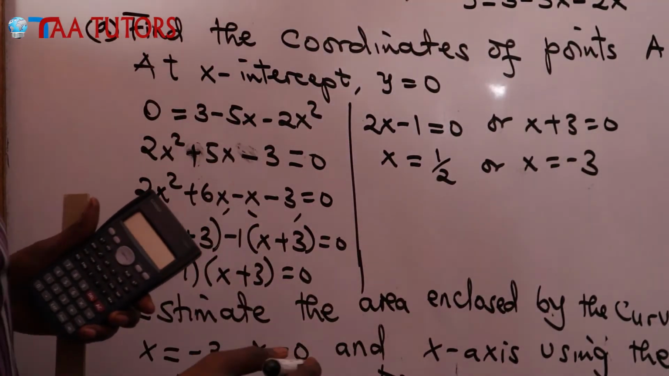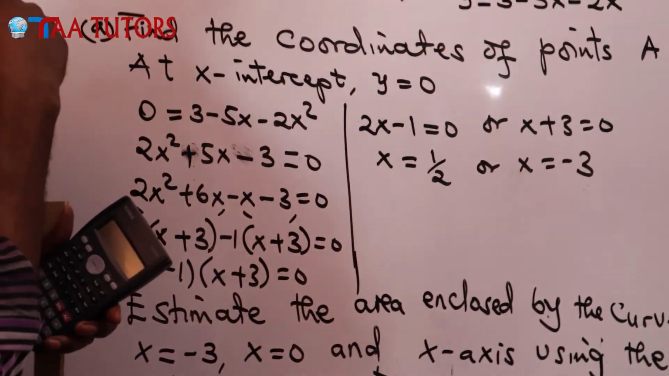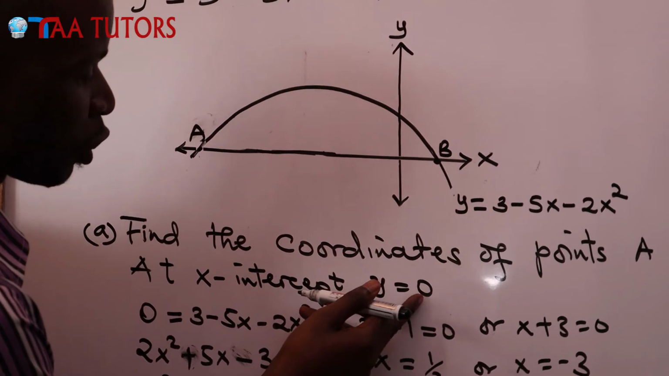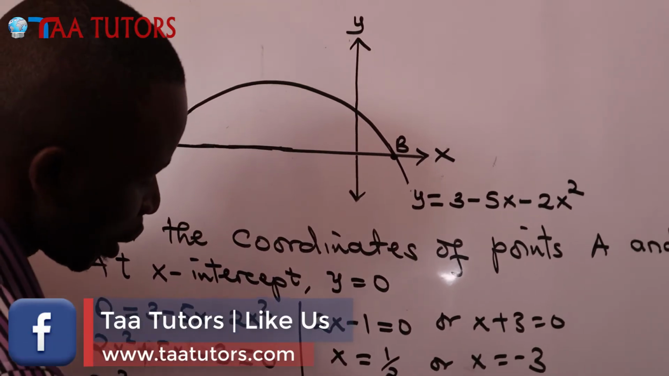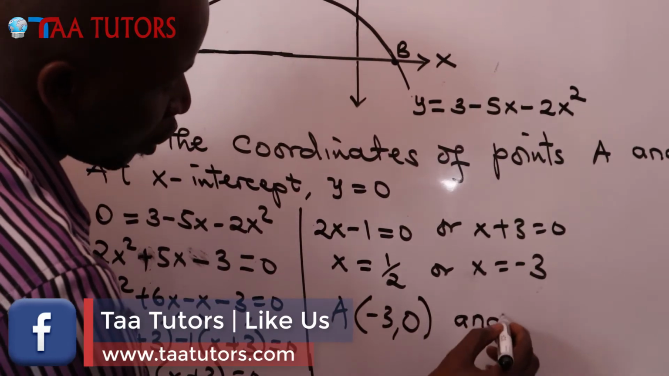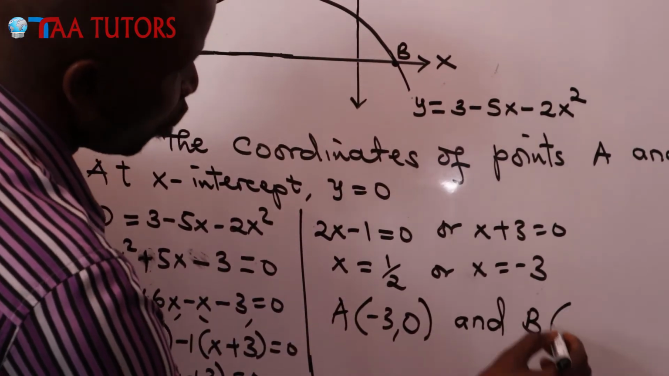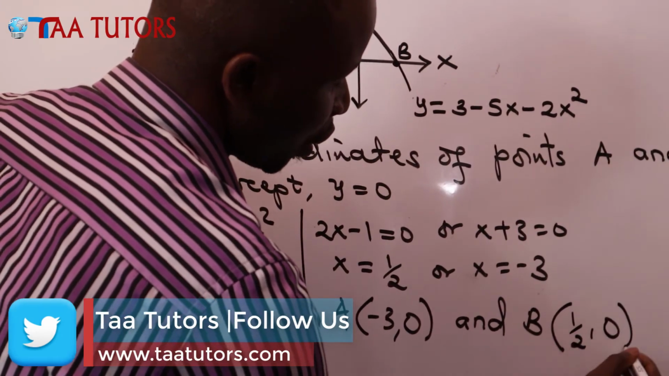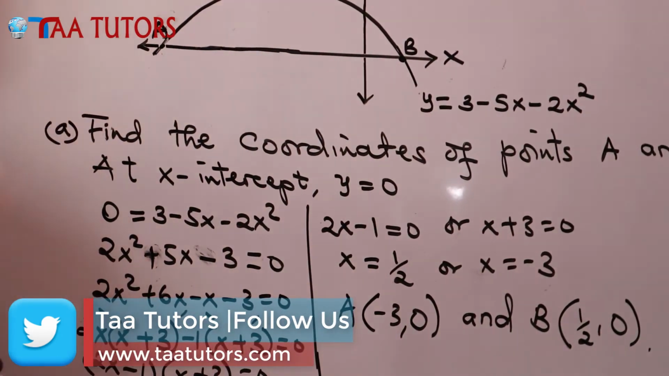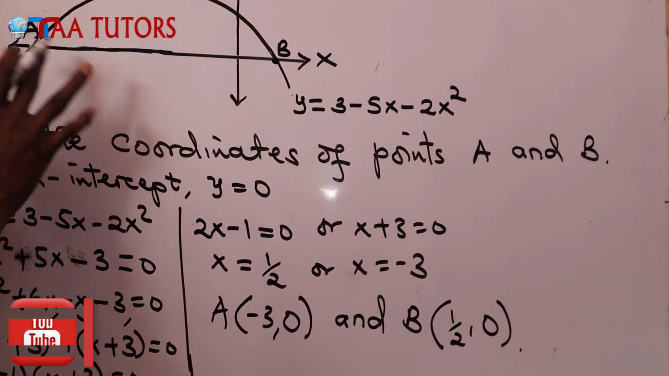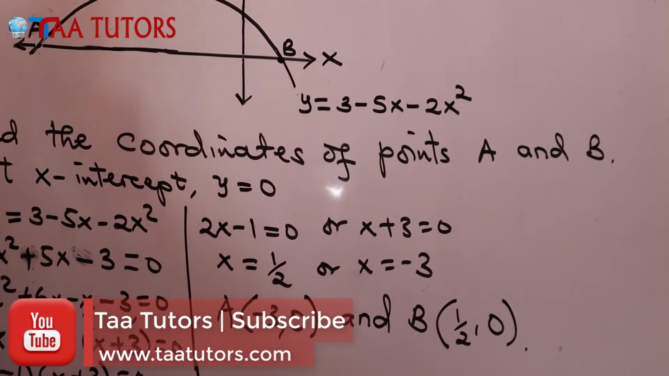We can tell that because A is on the negative side of the curve, and we know the values of y should be 0. So coordinate A should be (negative 3, 0), and coordinate B should be this one here, which is (a half, 0). So we have the coordinates of the points of intersection of the curve and the x-axis, that is point A and point B.